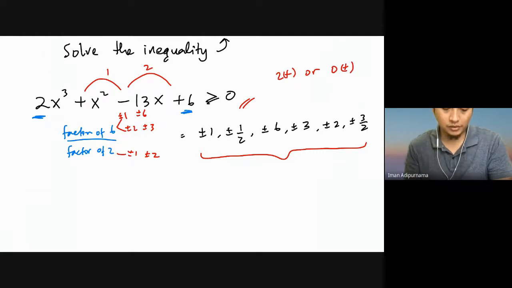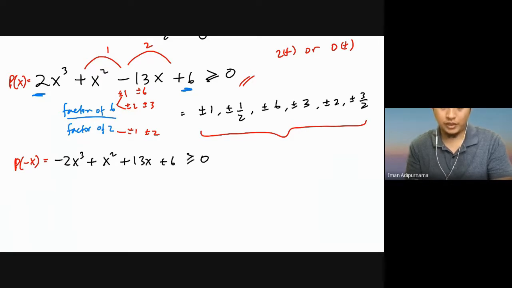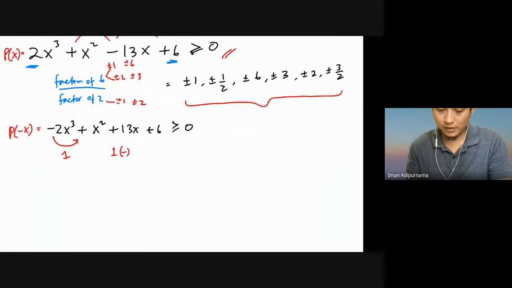And maybe we can also look at p of negative x, if this is p of x. We just have 1, so certainly we will have 1 negative zero. So we will maybe start with the negative.